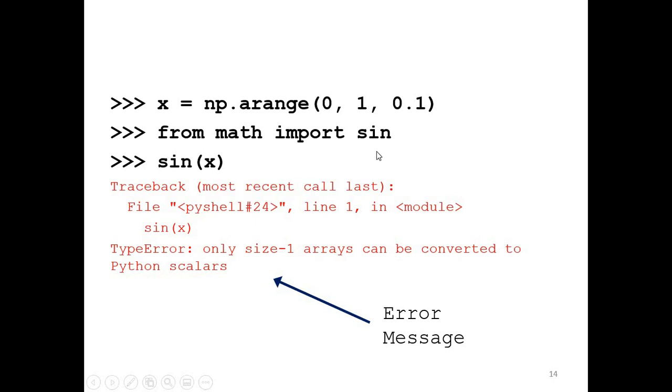So you have to understand the difference of the sine function. Often you use the sine function, sometimes from math, sometimes from NumPy, but you have to understand the difference. In math, mathematical functions are not vectorized. In NumPy, all the mathematical functions are automatically vectorized.